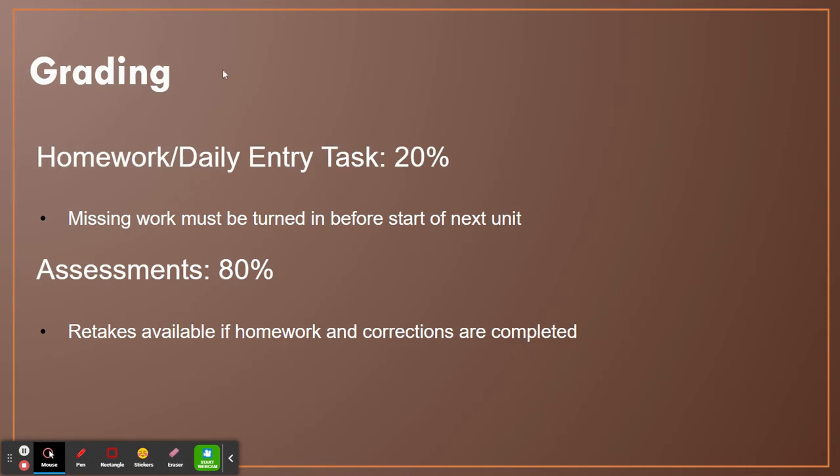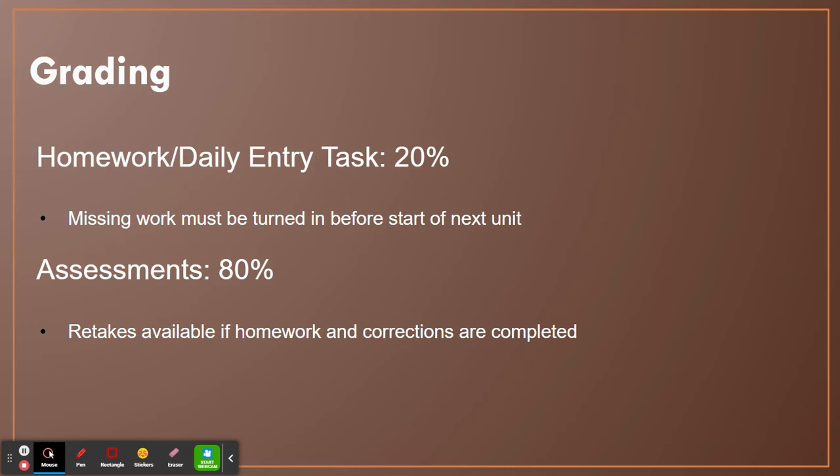So again, I've mentioned this a little bit. The homework and the daily entry task goes towards that 20% of the student's academic grade, which you see when you log on to Skyward. Okay, missing work must be turned in before the start of the next unit. So if they were absent or they just completely missed an assignment, I want all of that work turned in before we start the next unit.